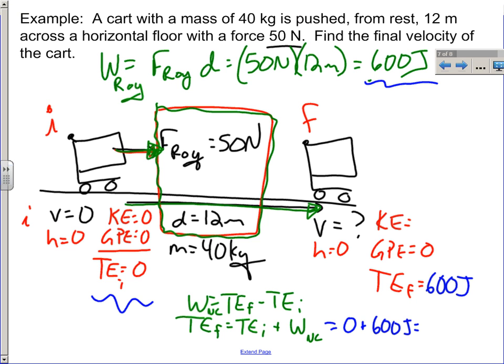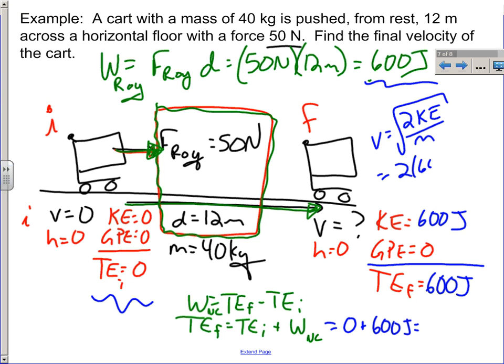Okay, and now that we know that, we're back to what we were doing in the previous video. If the total energy is 600 and the GPE is 0, then the KE must be 600 joules. And finally, we can use that kinetic energy to find our velocity. So it's 2 times 600 joules divided by the mass, which was what, 40 kilograms? Square rootify it, and you get the square root of 30, which is some number.